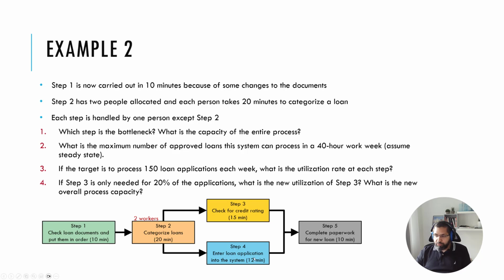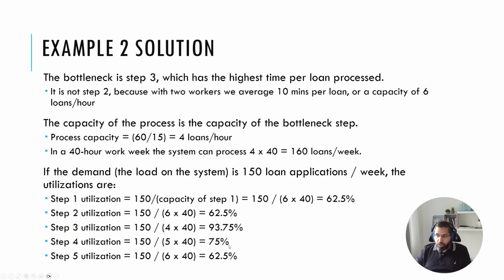Step 4 is 12 minutes. So that's 60 over 12, which is 5 units per hour. That's the capacity of step 4. So you multiply the 5 by 40 hours per week to convert the capacity into units per week. 150 over 5 times 40, which is 200, gives you 75% utilization.